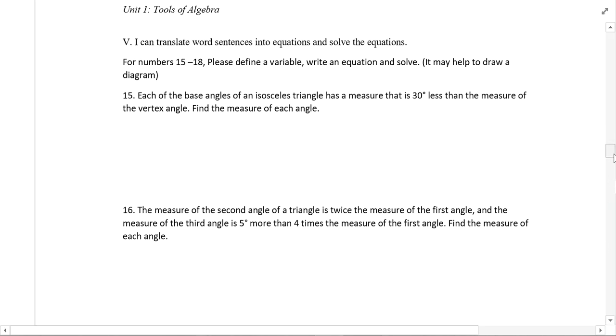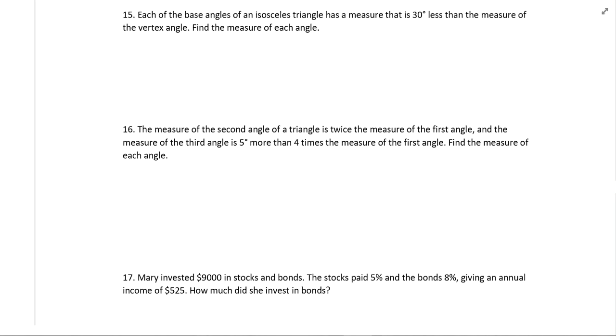All right, so each of the base angles of an isosceles triangle has a measure that is 30 degrees less than the measure of the vertex angle. Find the measure of each angle. The key words in this one are isosceles triangle. Remember, an isosceles triangle is a triangle where two sides are the same, which means their base angles are also the same, or congruent. And the vertex angle is this angle right here.